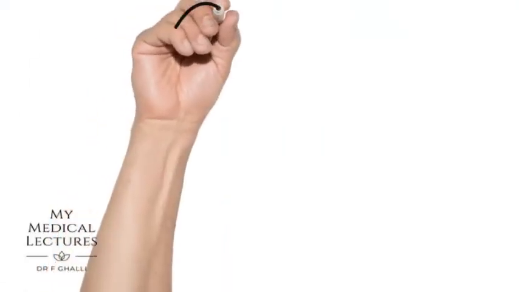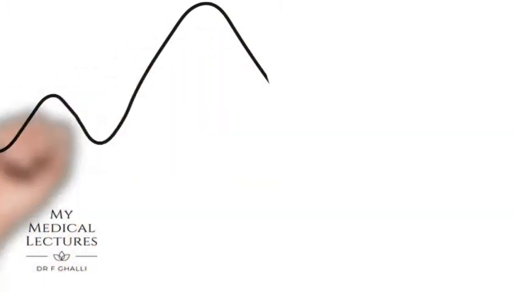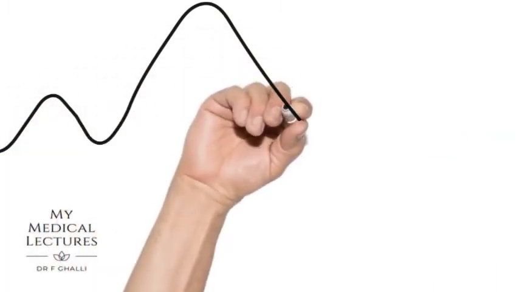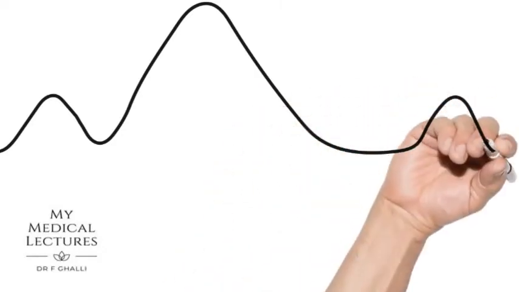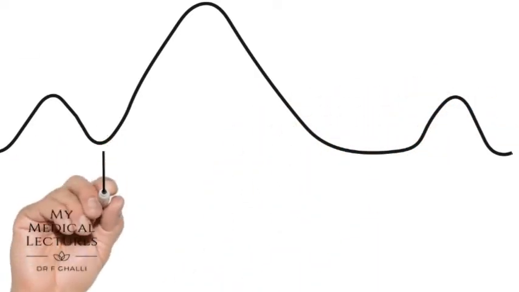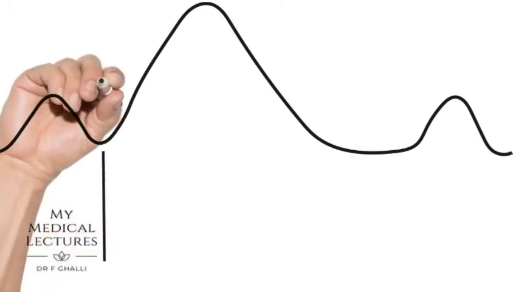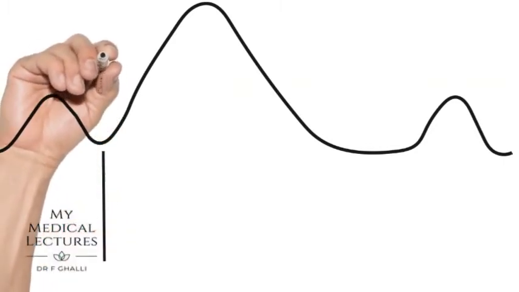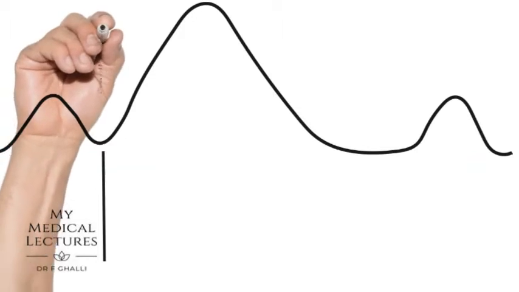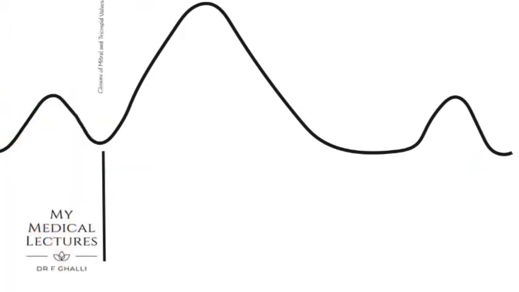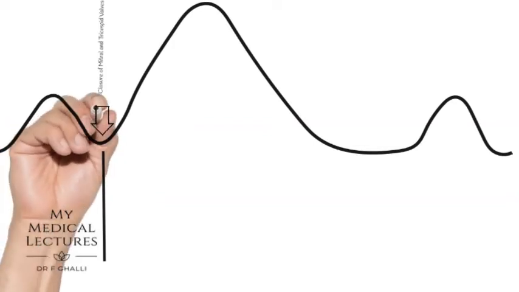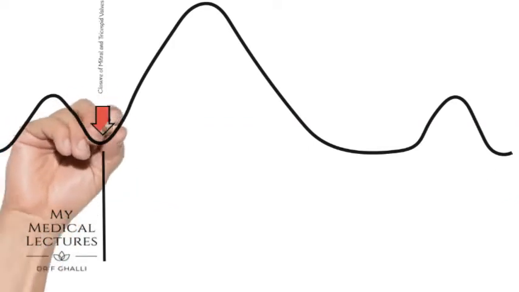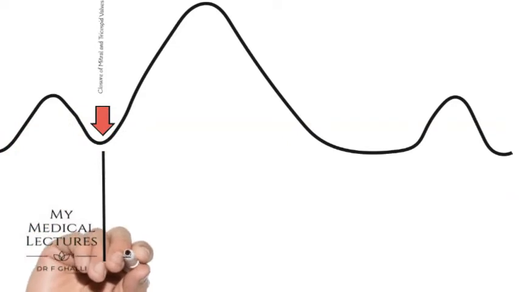So if we start from the end of diastole, at the end of diastole, the ventricles are filled with blood, and now it is the time for closure of the mitral and tricuspid valves. No need for the mitral and tricuspid to stay open. So here we will put this first mark, which marks the closure of mitral and tricuspid.